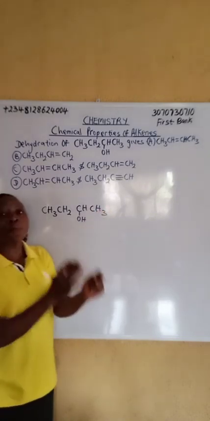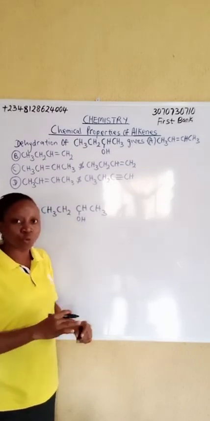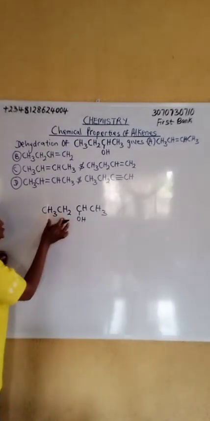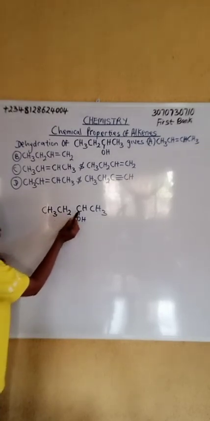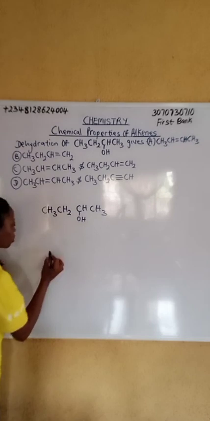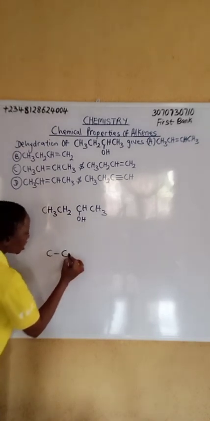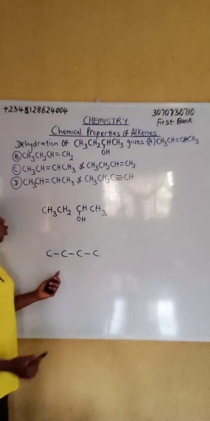So draw an open chain structure. When you draw an open chain structure, it will help you. So let's turn this to an open chain structure. We have one carbon atom here, one carbon atom, one carbon atom, one carbon atom. So how many carbon atoms together? 1, 2, 3, 4. We have 4 carbon atoms. Join them together with chemical bonds.